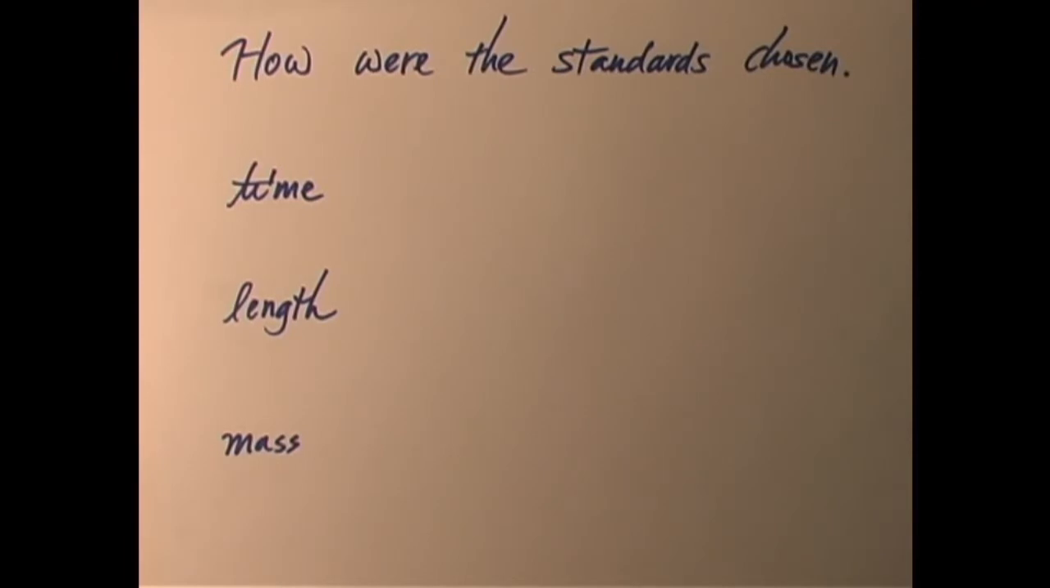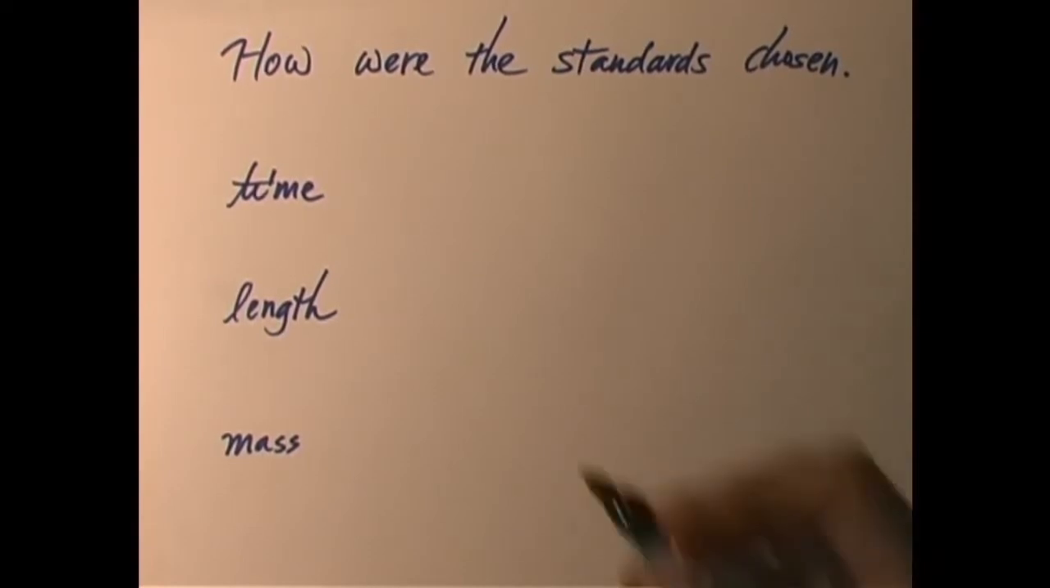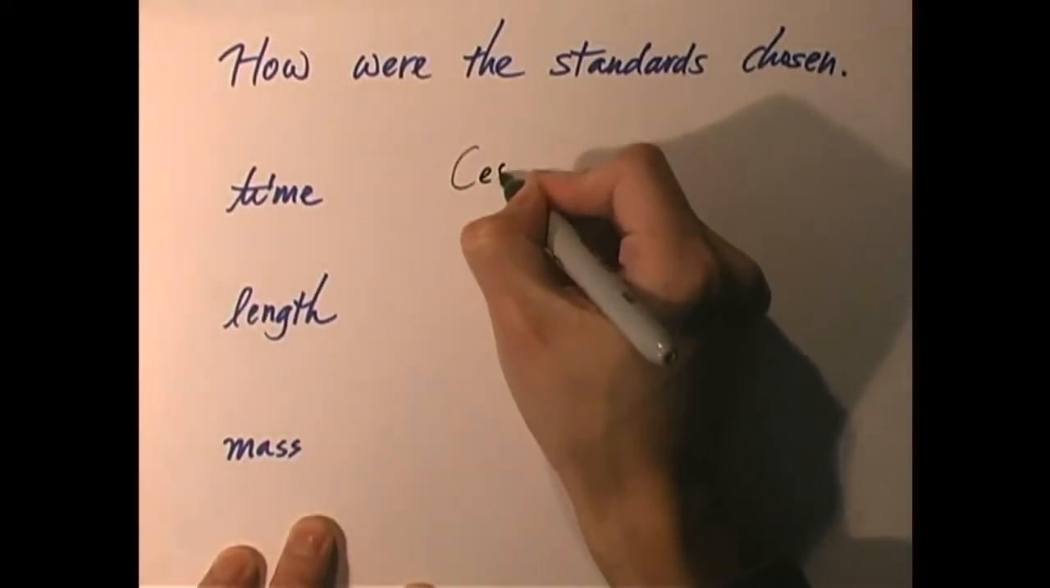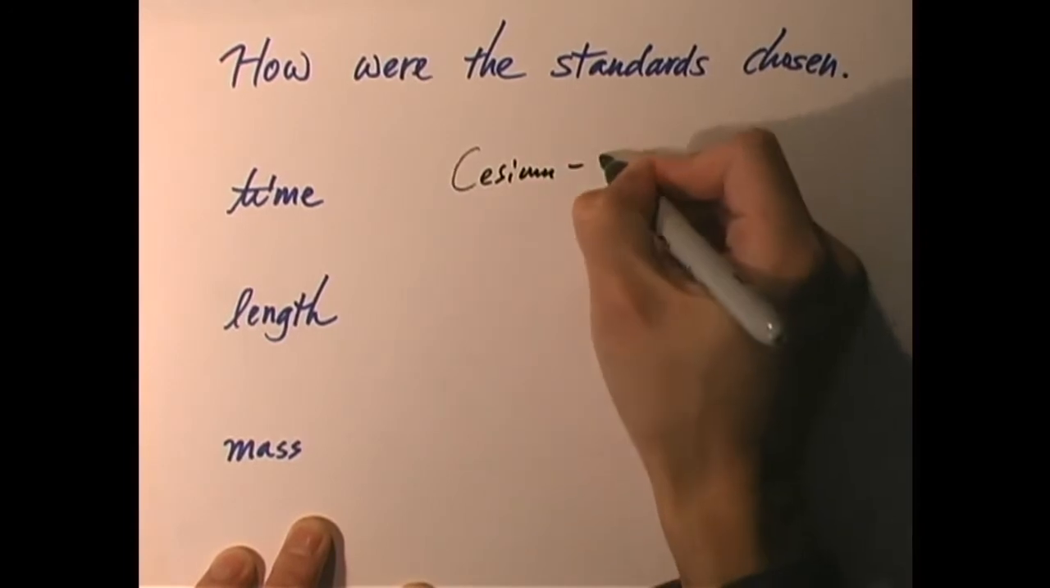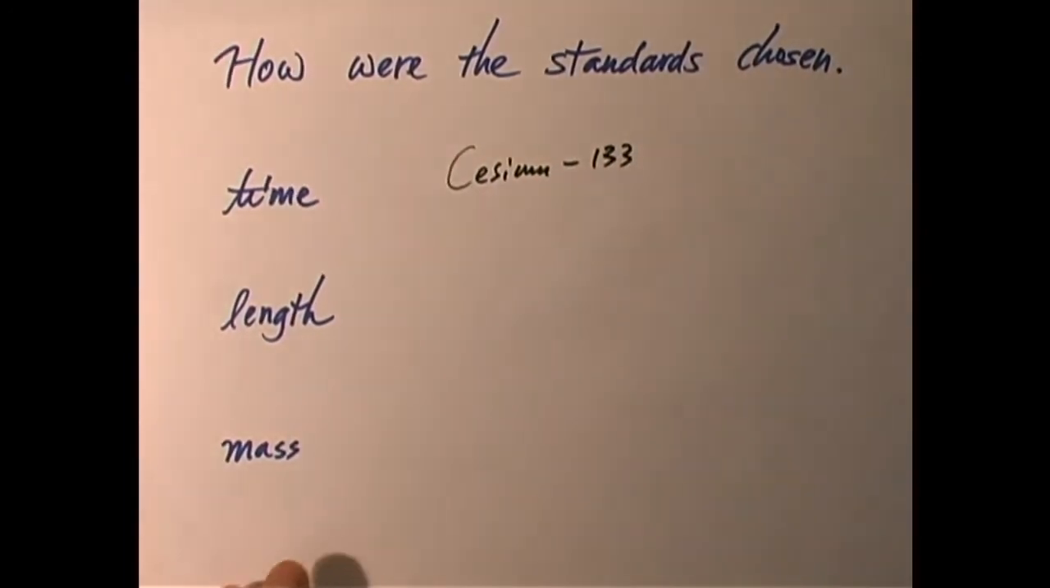What they did was they chose a particular atom called cesium-133. This particular atom is used as what's called a reference clock. So what's a second? Well, there is a particular radiation coming from the cesium atom, and it vibrates at a very, very high frequency. Many, many times a second.